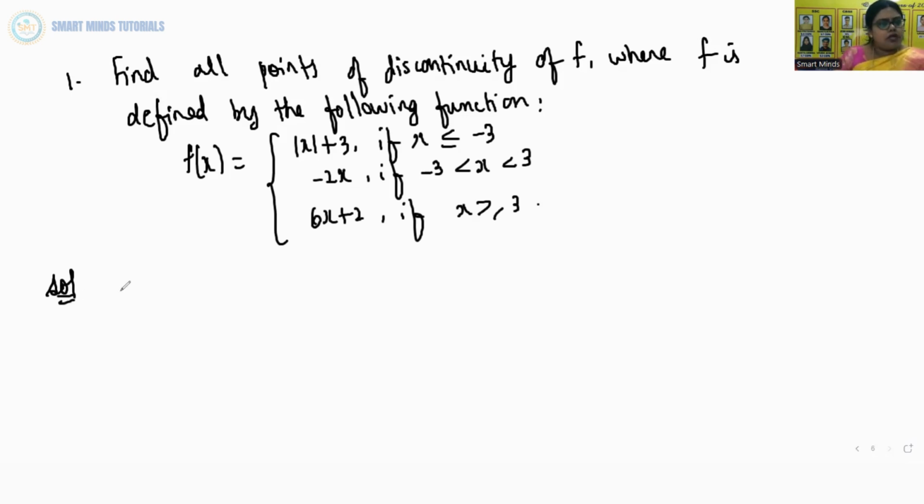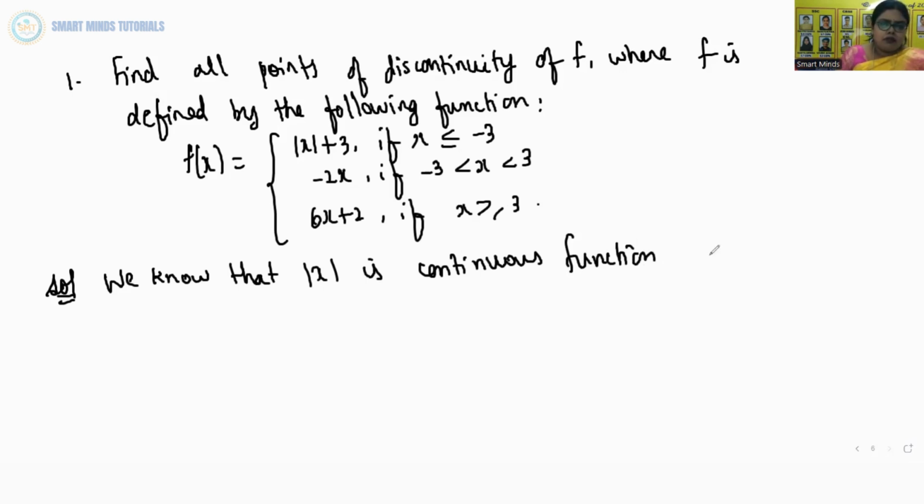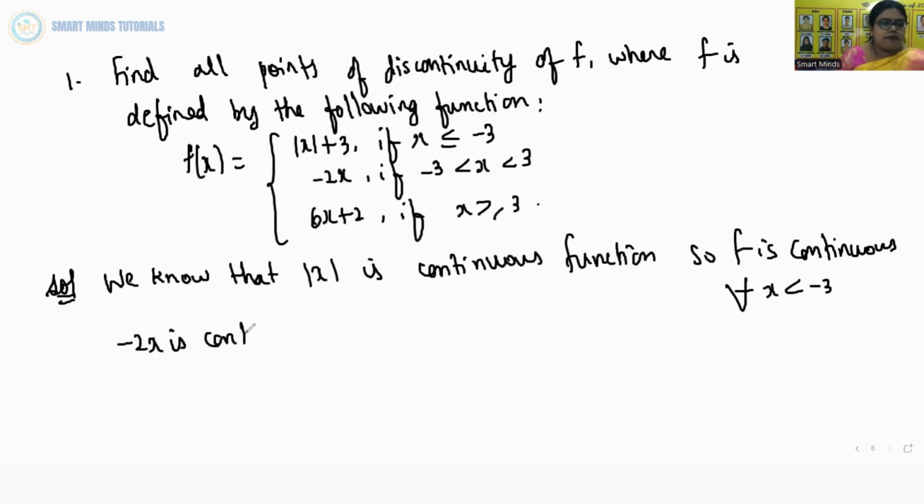So let's see how to start this problem. We know that mod x is a continuous function, right? Mod x is a continuous function. So f is continuous for all x less than minus 3. Now coming to the second function, minus 2x is continuous everywhere.